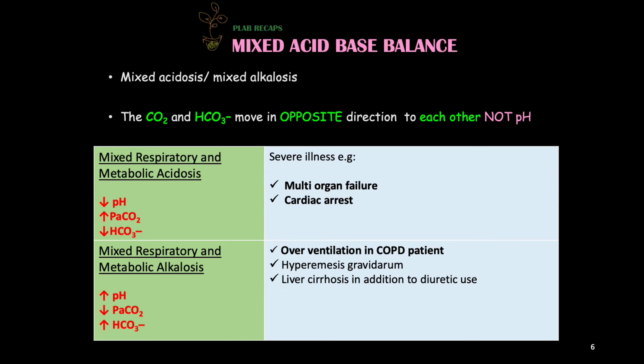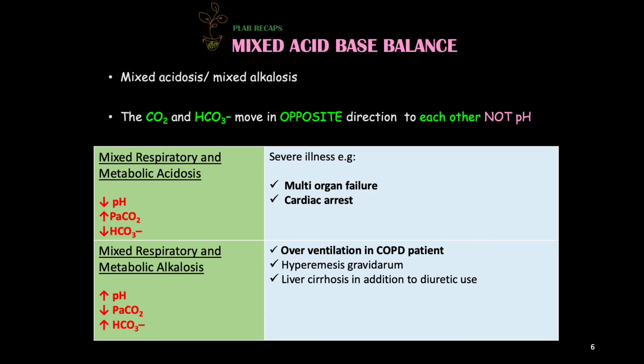And if the cause is metabolic, it should move in the same direction as the pH, meaning that the bicarb will be low. Since there is a mixed imbalance, both high PaCO2 and low bicarb will be seen. Thereby, both components will be contributing to the acidosis.